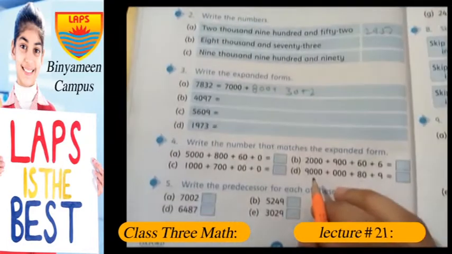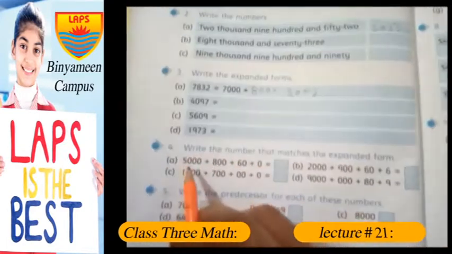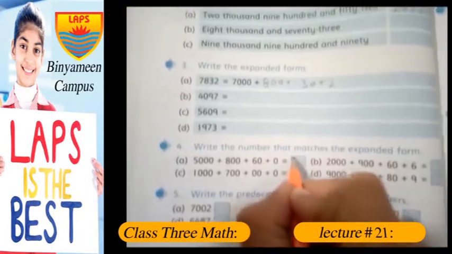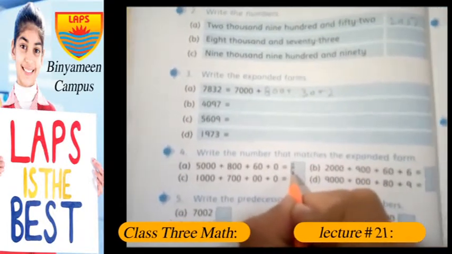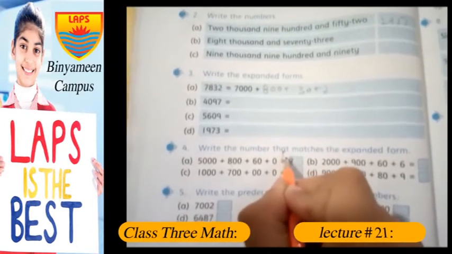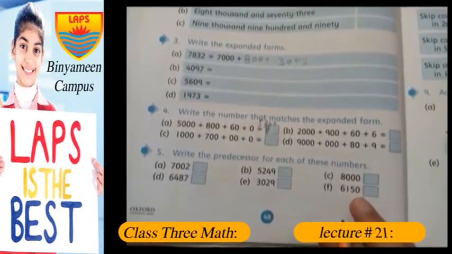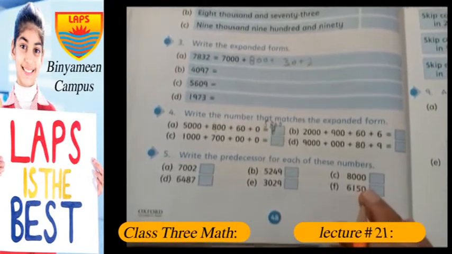Now for that one, match the expanded form. It says 5,000 plus 800 plus 60 plus 0. The value will become 5,860.